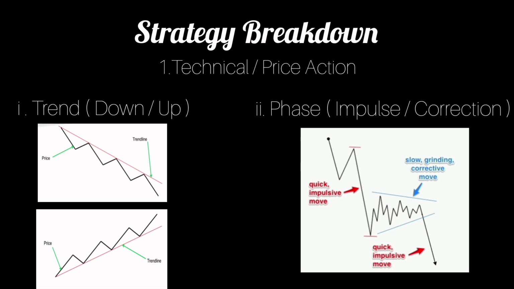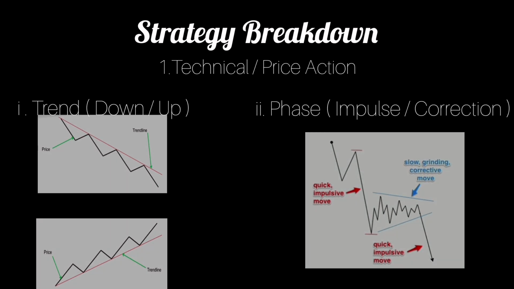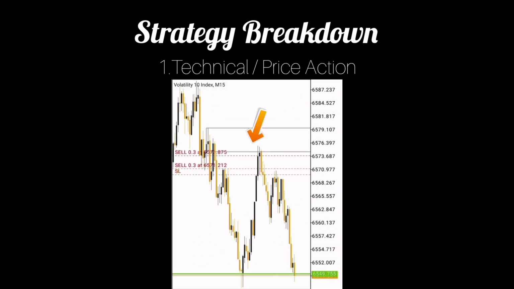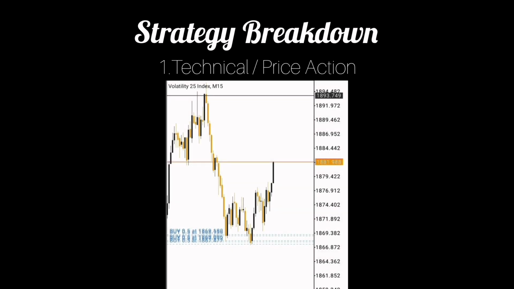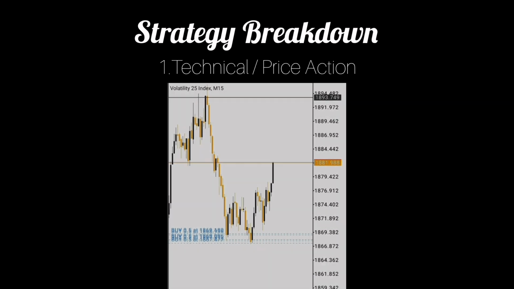And for this particular strategy, we always take our entries, we always catch the impulsive move. So if it's a downtrend, we always try to take our trades at the peak top of an impulsive move, and if it's an uptrend, we always want to take our trades at the peak bottom of our impulsive move.